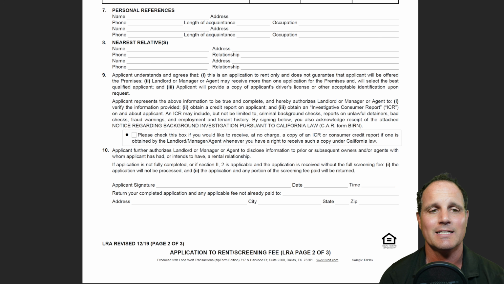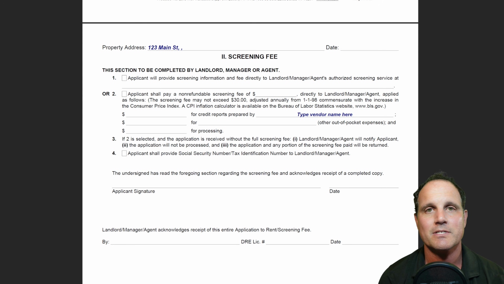Make sure you sign under number 10. Next part is about the screening fee. Most applicants will have to pay some sort of screening fee. It's regulated by law how big it can be. Usually it is the direct cost for pulling a background check.